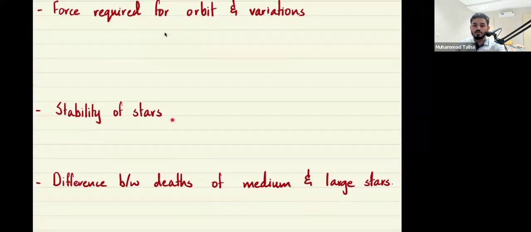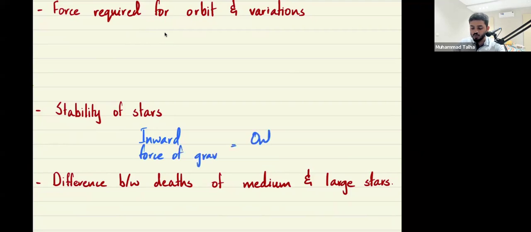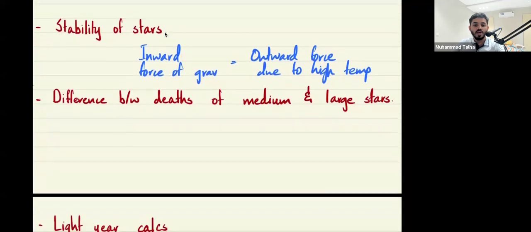Stability of stars in terms of the nuclear fusion reaction that we just looked at, how that takes place. In IGCSE and in our board as well, to some extent, you also have to explain this in terms of forces. So what we say is that the inward force of gravitational attraction equals the outward force due to the high temperature in the core. So when a star is stable, both of these forces are balanced.